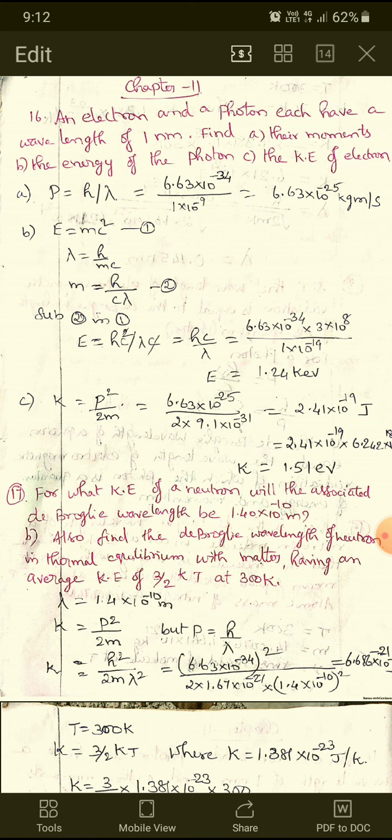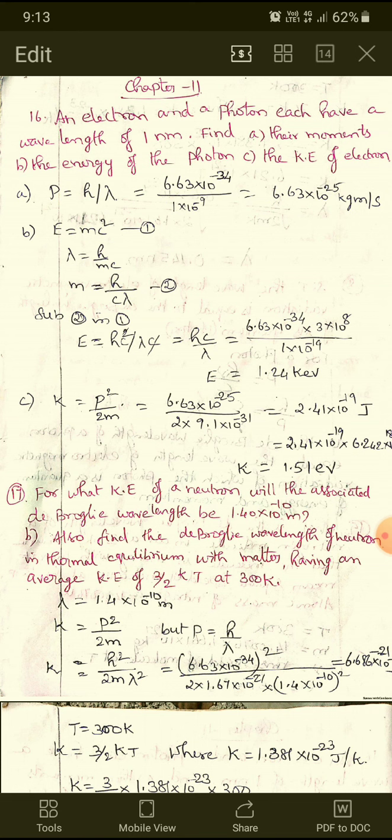To find the momentum, p is equal to h divided by lambda. So the h value will be 6.63 into 10 to the power of minus 34, divided by the lambda value, which is given as 1 nanometer. 1 nanometer can be converted into meters by multiplying it with 10 to the power of minus 9, so you will get 1 into 10 to the power of minus 9. By simplifying it, we get the answer as 6.63 into 10 to the power of minus 25 kilogram meter per second.